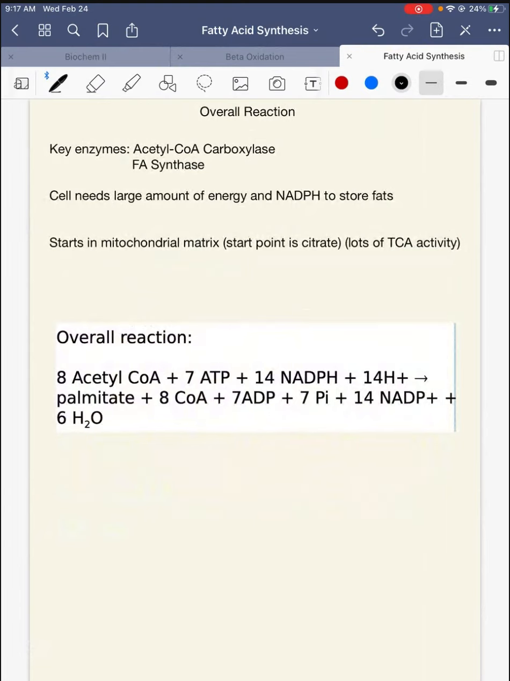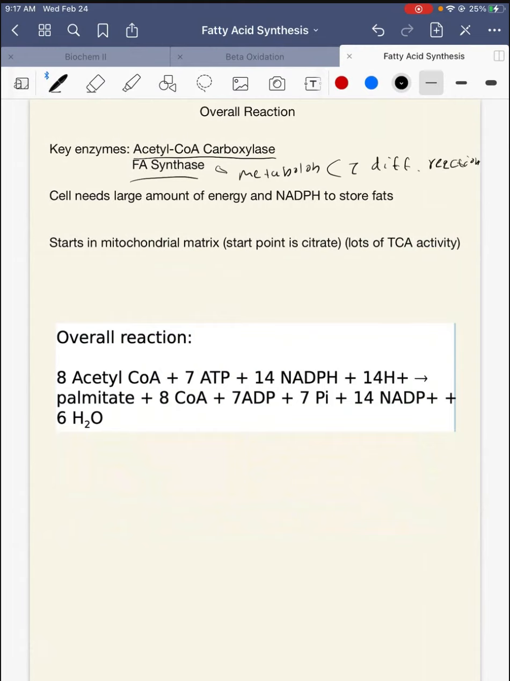Okay, so let's look at the key enzymes and the overall reaction. So the key enzymes, fatty acid synthesis uses 2 enzymes, acetyl-CoA carboxylase and fatty acid synthase. So we said this is a metabolome, which means it's a complex of different enzymes. So it runs 7 different reactions, which we'll talk about.